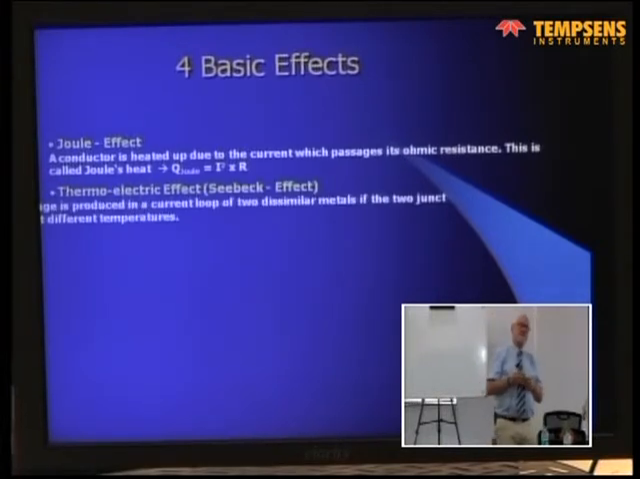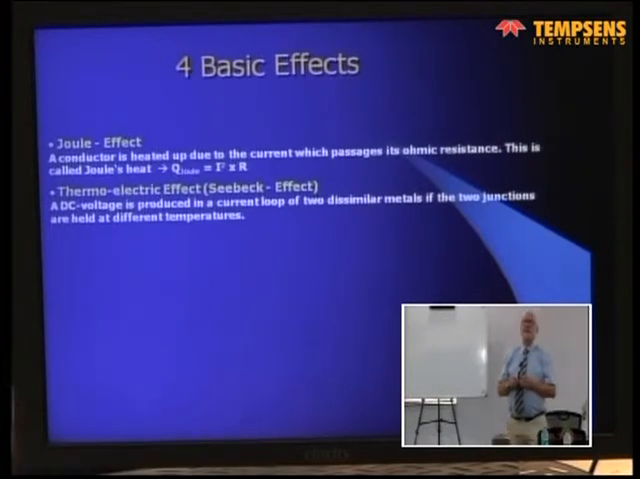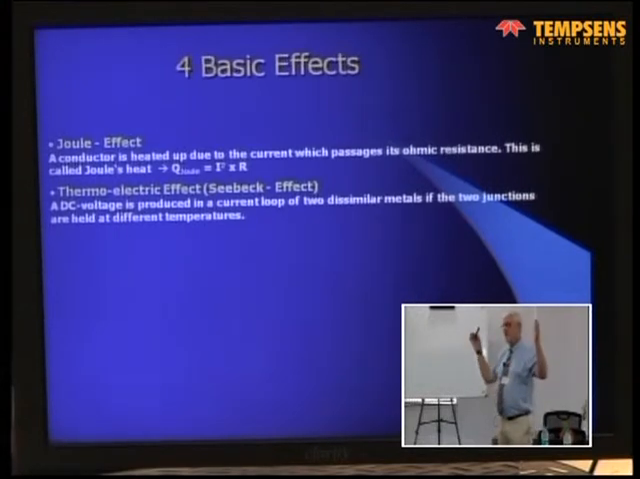The Seebeck effect. A DC voltage is produced in a current loop of two dissimilar metals if the two junctions are held at different temperatures. This is the absolute main expression for measuring with thermocouples. You do not measure the temperature, you only measure the temperature difference between the hot side of the thermocouple and its cold side. Only the difference. Nothing else. Anyway, nothing else.